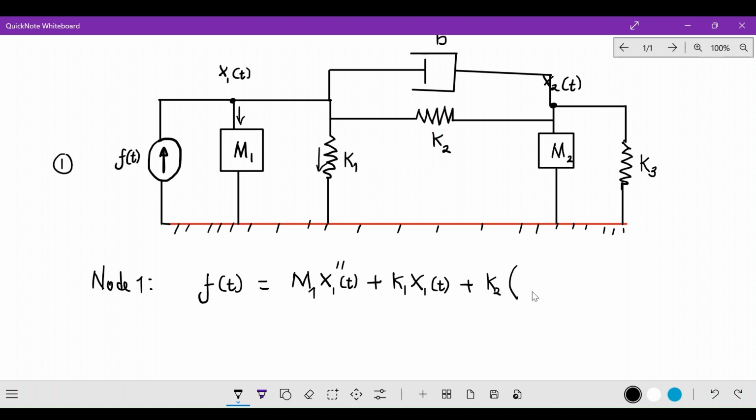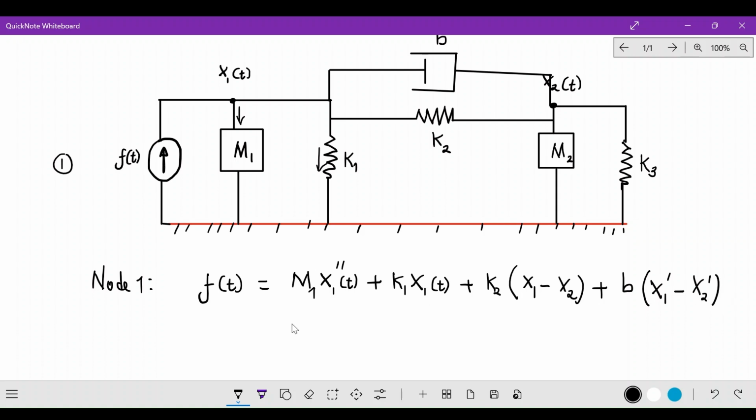You're going to subtract. This will be x1 of t minus x2 of t, plus another force through the damper, and this force is simply b times the derivative of what? The distance. Remember that the force across the damper, which is the viscous friction, is the viscous coefficient times the derivative of what? Displacement. And those two displacements are x1 and x2. So we have to find the derivative of this: x1 prime minus x2 prime.